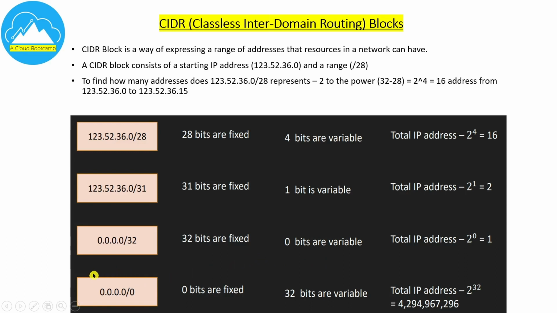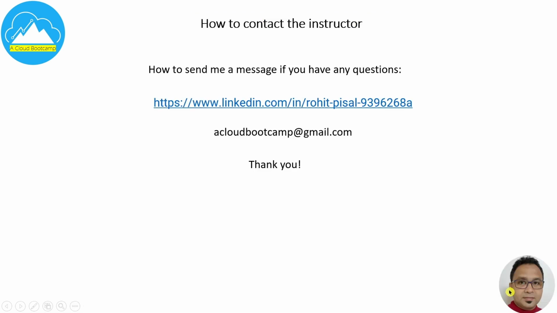And if we take 0.0.0.0/0, where 0 bits are fixed and 32 minus 0 is 32 bits are available, the total IP addresses is 2 raised to 32, and this is the number.